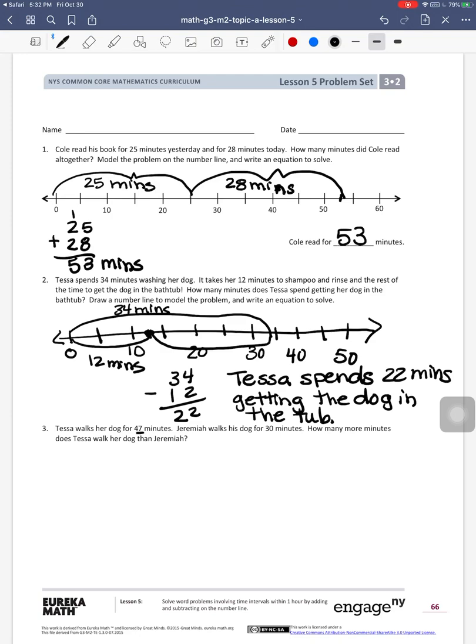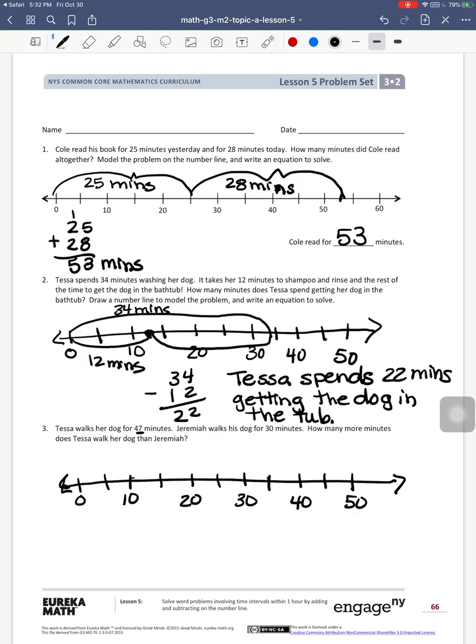So we know 47 is like the max. So if we make a number line that goes to 50, we'll have plenty on there, right? So 0, 10, 20, 30, 40, 50, right? And then between these will be 5-minute increments. So we'll go to 47. So 47 is going to be after 45, but before 50. So let's just roughly guess right here. So we'll just make our little bracket from the 0 to the 47, right? That 47 minutes, we're going to put Tessa.